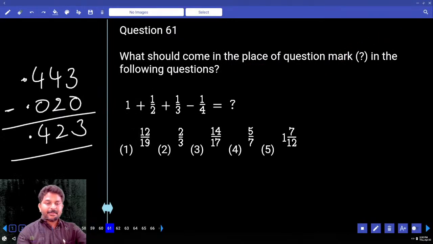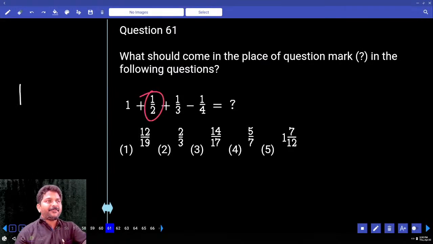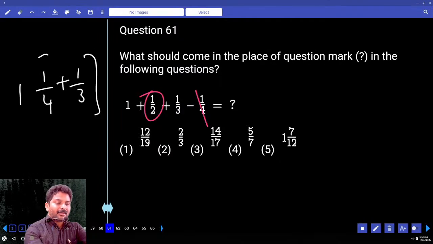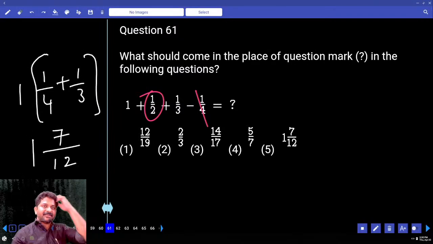How many integers are there? 1. 1 by 2. Can I write it as 2 by 4? 1 by 2, 2 by 4 minus 1 by 4, that is 1 by 4. And the other positive fraction? 1 by 3. LCM 12. Numerator 7 and then 1 integer. 1 7 by 12.